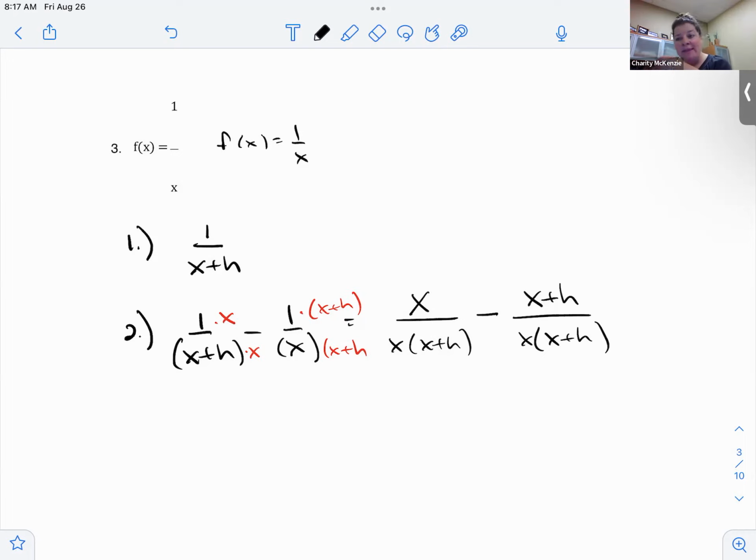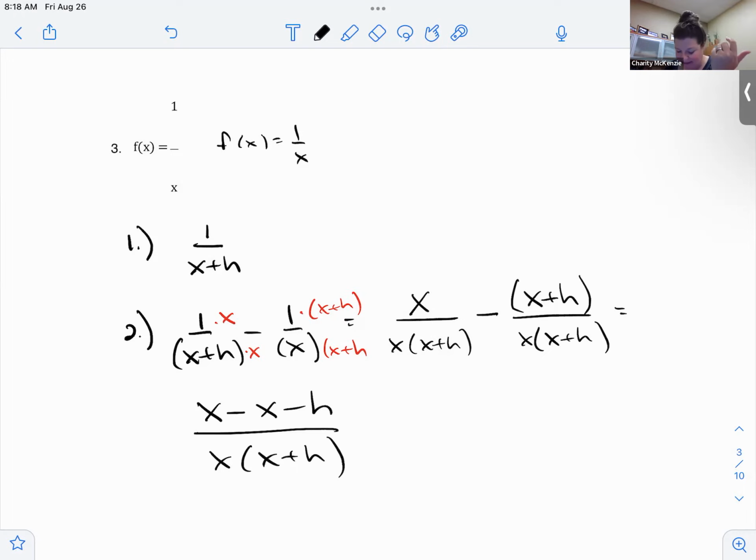Now I can combine them by subtracting them. Be careful to think again, as that's a minus the whole thing. It's not just minus the first term. So from here, I am now going to have x minus x plus h over x times x plus h. But then you can see x minus x on the top can cancel. So I'm down to negative h over x times x plus h. Step 2 is now done.